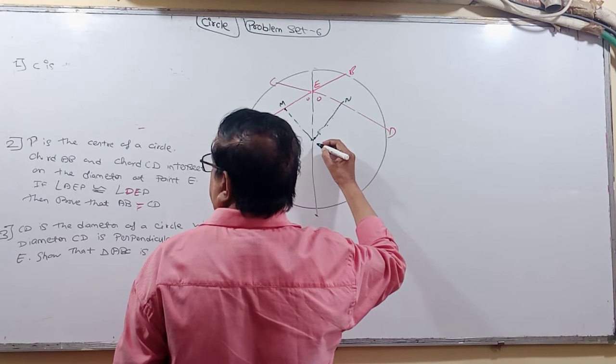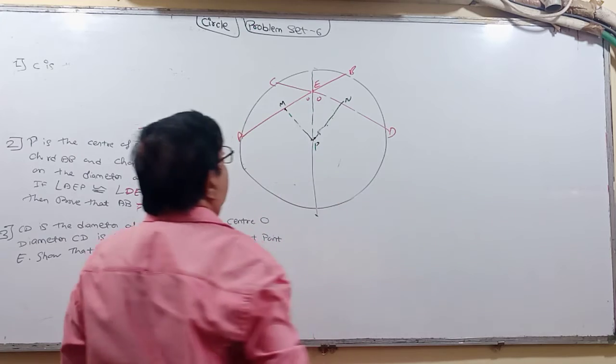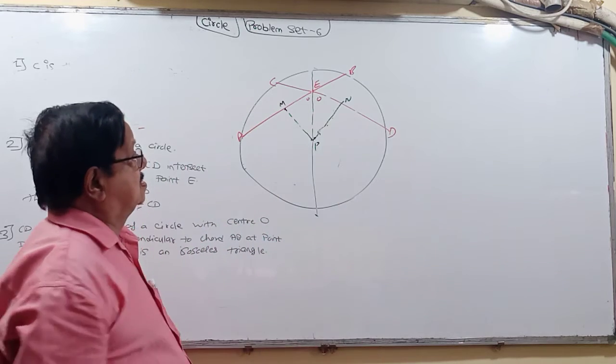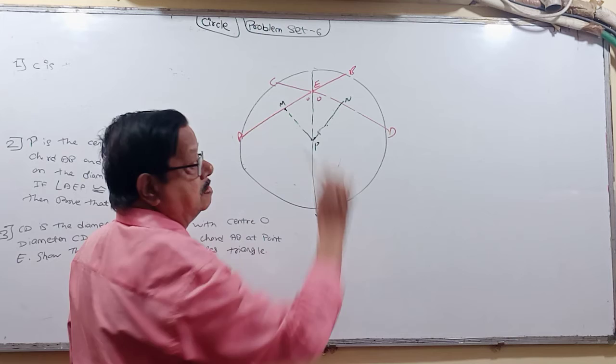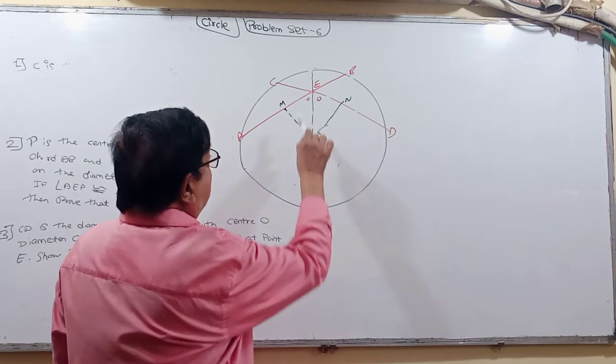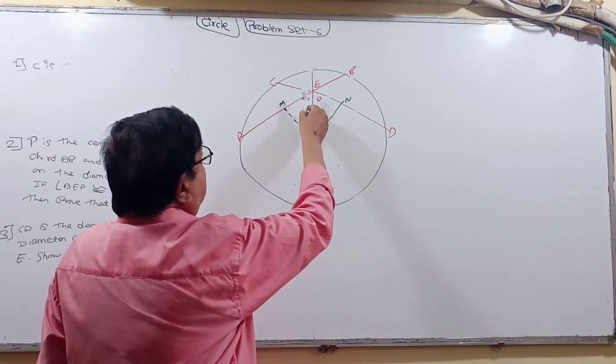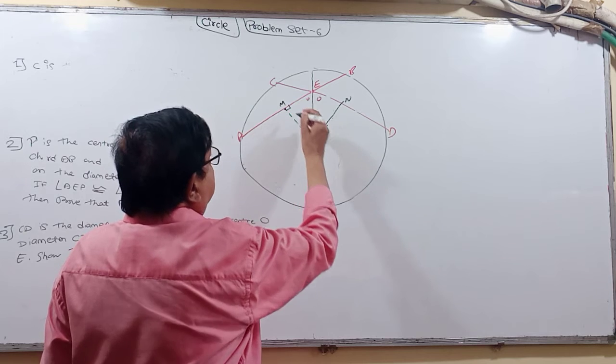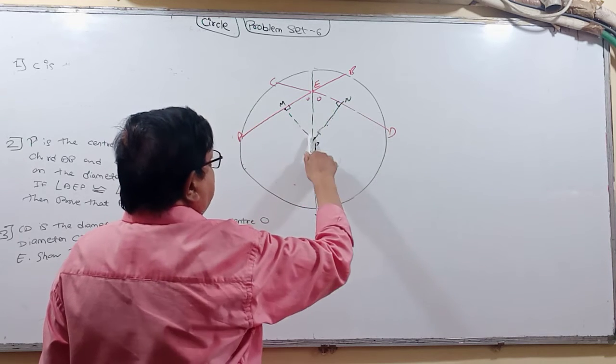Center is P, the center. Okay, now look at this figure. This triangle and this triangle. What do you think about these two triangles? This is 90 degrees. This is also 90 degrees, perpendicular distance.